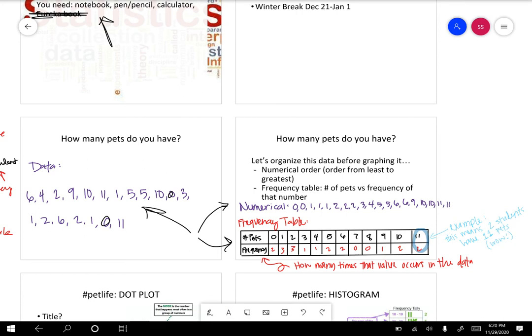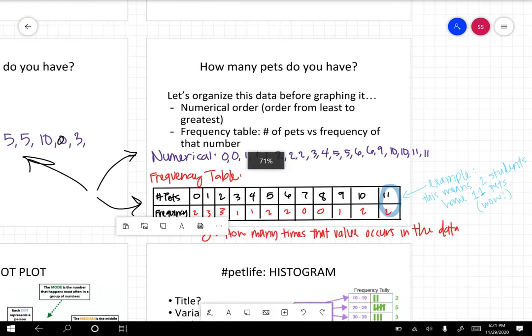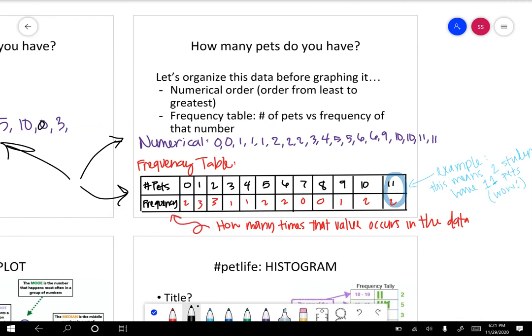And then the frequency table, basically you're going to have whatever your variable is. Zoom in a little bit. You'll have whatever your variable is. So in this case, we're looking at the number of pets people have, right? And then the other row in your table or column, depending on which way you set up your table, is going to be the frequency. What that means is how many times that value occurs in your data set.